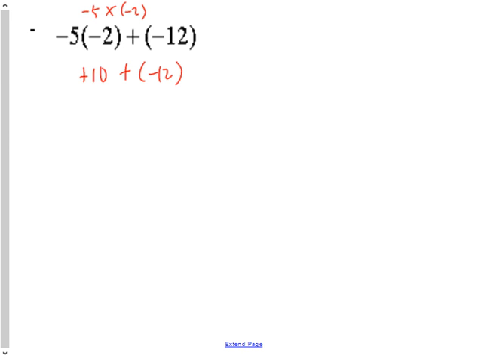Now we have an addition statement, positive 10 plus negative 12. What do I have more of? I have more negatives. How many more? 2. So your answer is negative 2. Now you don't need to have the positive symbol there. You can just have 10 plus negative 12.